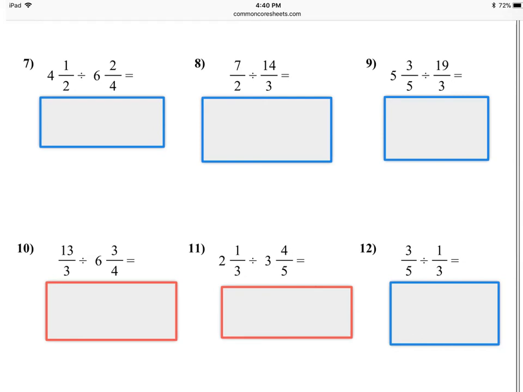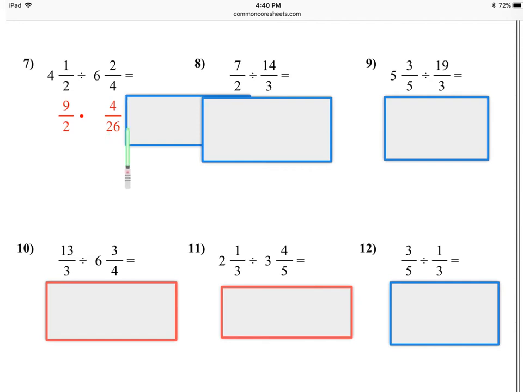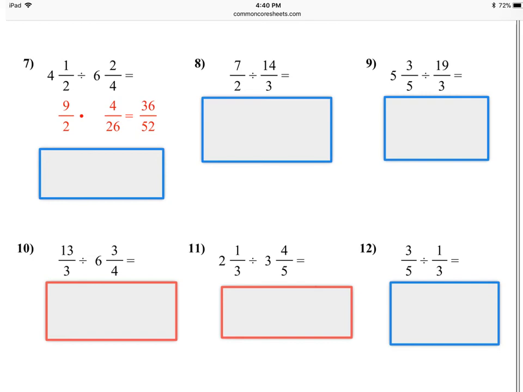So number 7, this should have been 9 over 2, and it should be times 4 over 26. So make sure these are both changed from mixed number to improper fraction, so make sure those are correct. If those are not correct, make sure you recheck it, pause your video. All right, so recheck that, and the answer should be that.